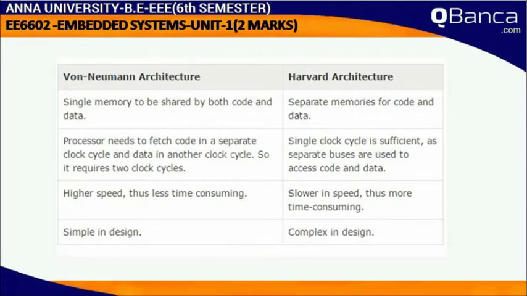Harvard architecture: single clock cycle is sufficient, as separate buses are used to access the code and data. Von Neumann architecture: higher speed, less time consuming. Harvard architecture: slower in speed, thus more time consuming. Von Neumann architecture: simple in design. Harvard architecture.